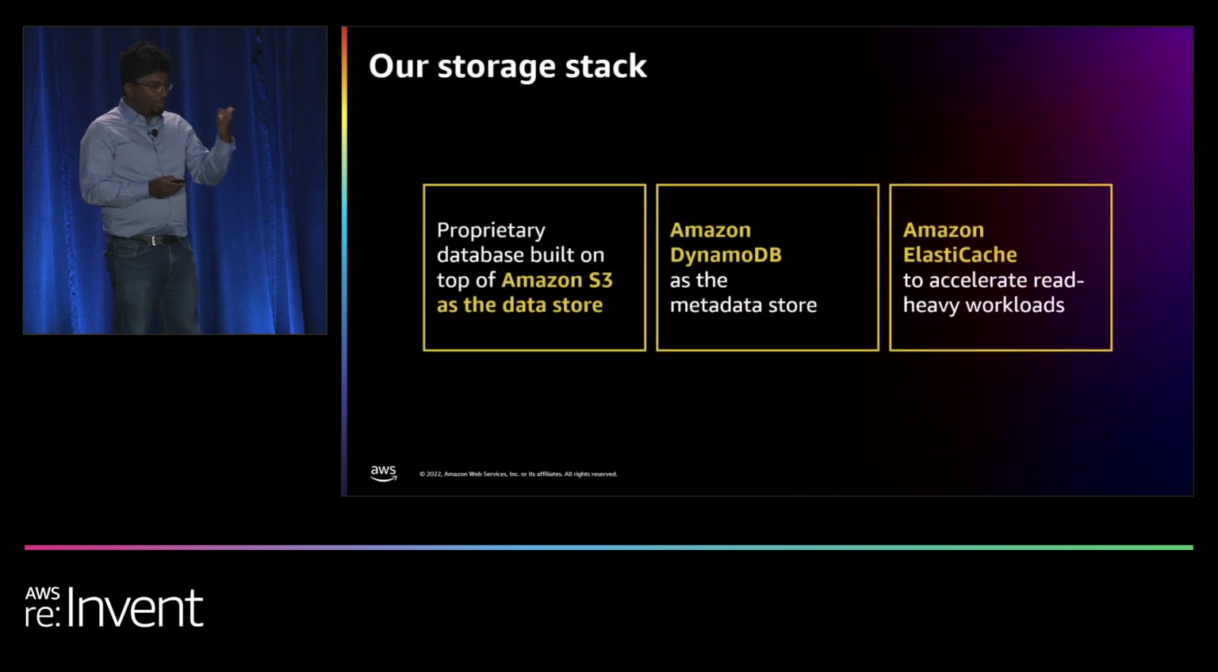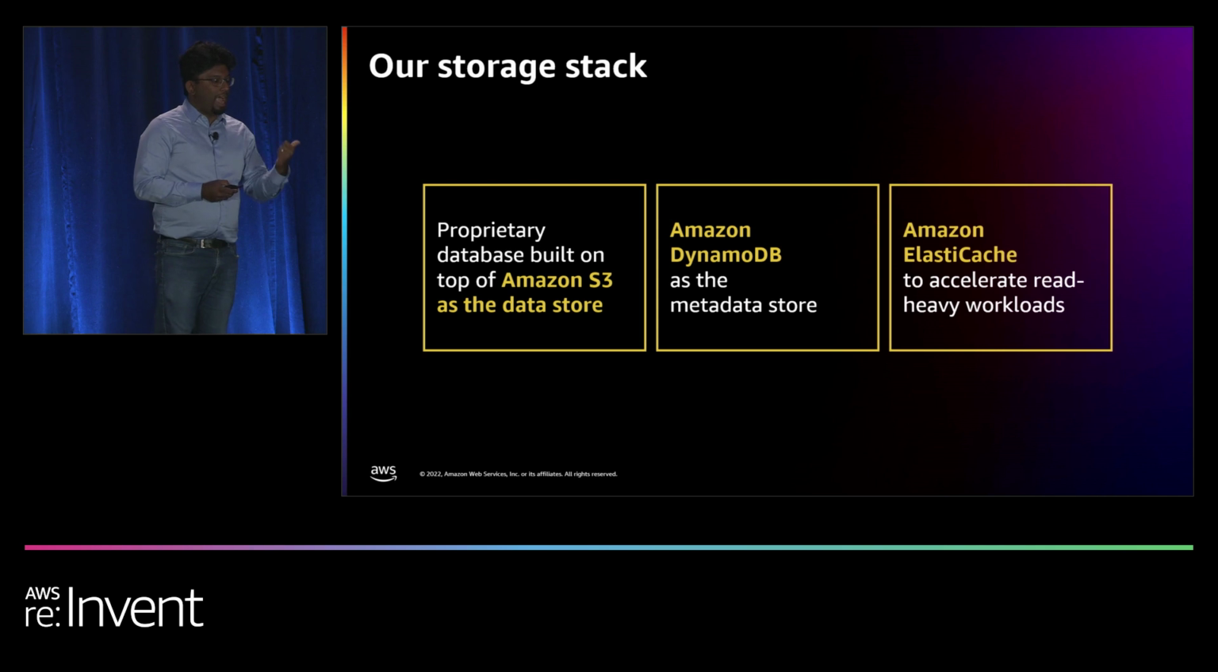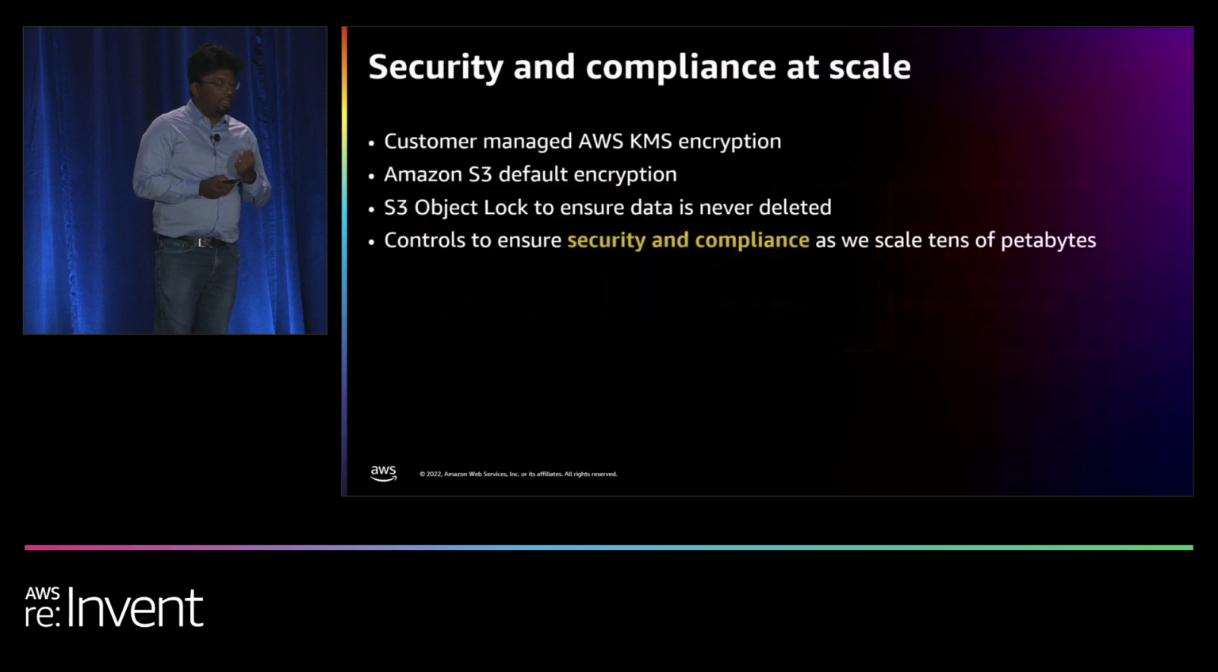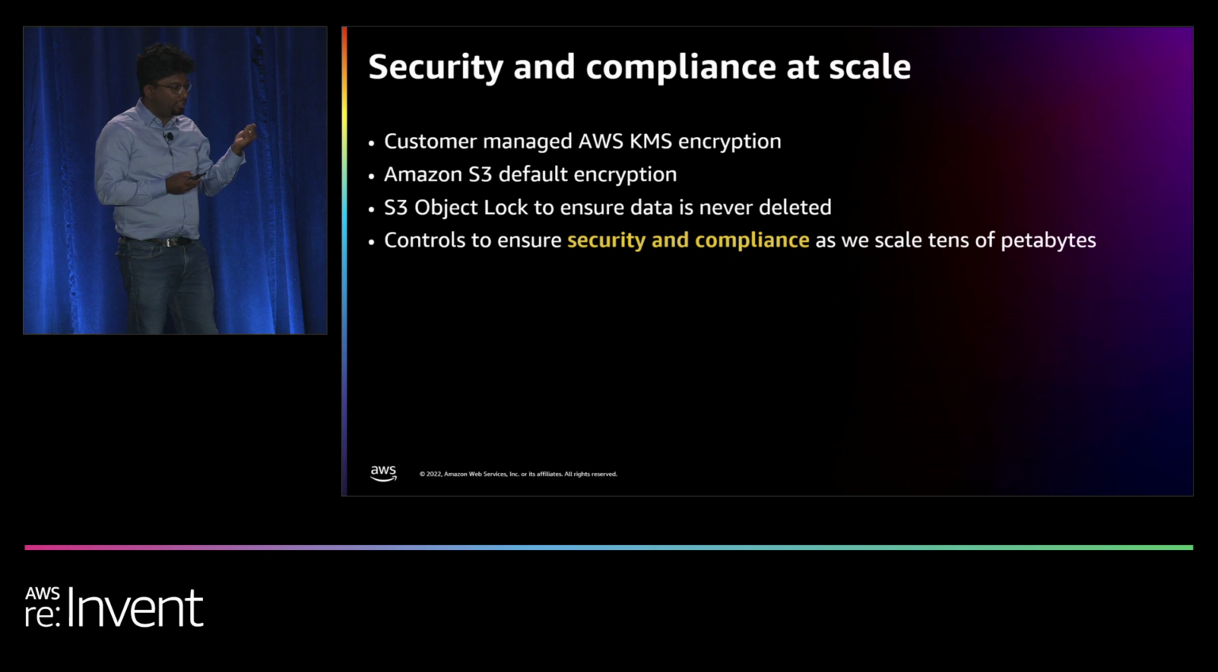So like I said, we built our proprietary database on top of Amazon S3 as a data store. Our files under the hood, we use columnar formats. Amazon DynamoDB is our metadata store, and ElastiCache is our accelerator. If you look at some of the features that we've used, especially coming from Rob's and Shaki's demos, you saw we use the customer-managed AWS KMS encryption. We use default encryption for Amazon S3. We also use S3 Object Lock.